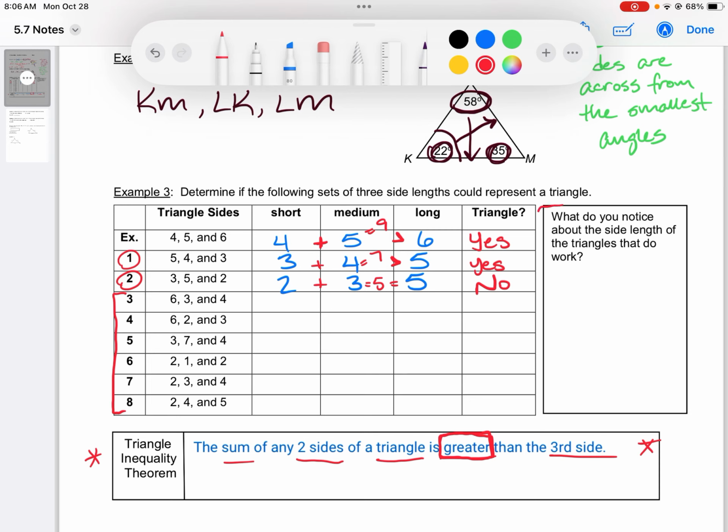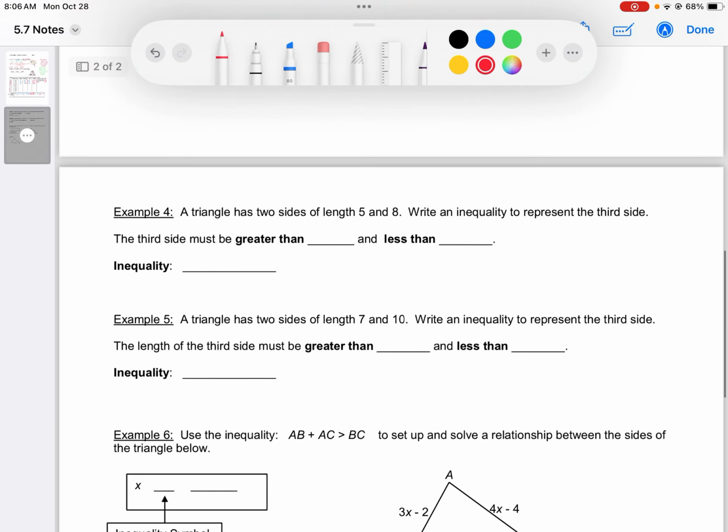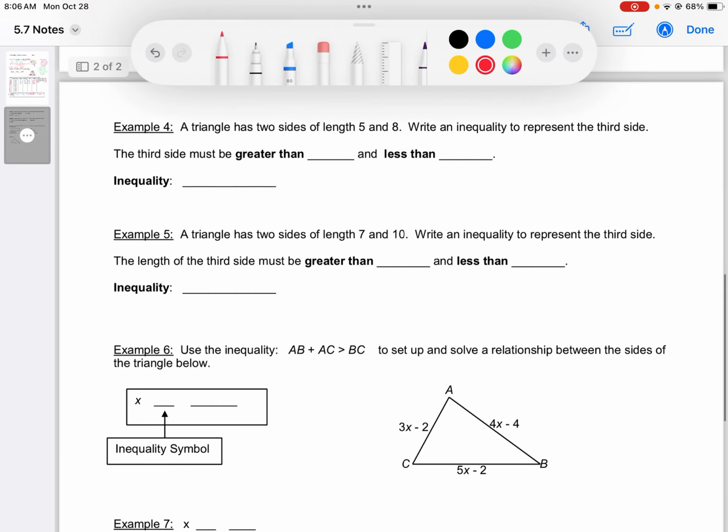So on your own, I want you to do 3 through 8, and then see if you can come up with any kind of observation about the sides of a triangle that do work. So the ones that are all a yes. See if you can come up with any observation between those.